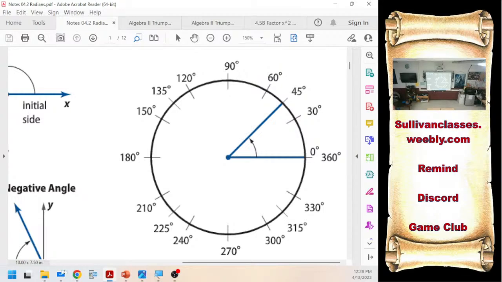Where do we know those? The special right triangles. When I said you're going to make that unit circle this chapter, it's not nearly as complicated as it looks because it's just the special right triangles on repeat. If I take 360 degrees and I chop it in half, 180.